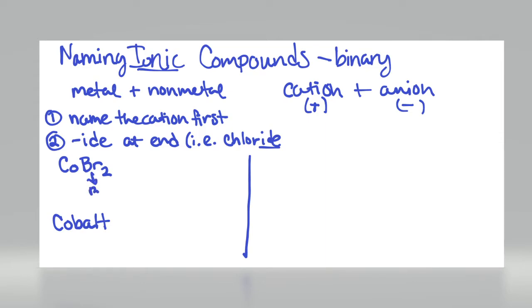This Br is bromide with a -1 charge. And because it's a -1 and there's 2 of them, what does cobalt have to be? It needs to be 2+. Therefore, this is where you start getting Roman numerals when you have variable charges with those transition elements. So you're going to have cobalt(II) bromide. Okay, this is where the IDE comes in. Instead of bromine, it's bromide. Good.